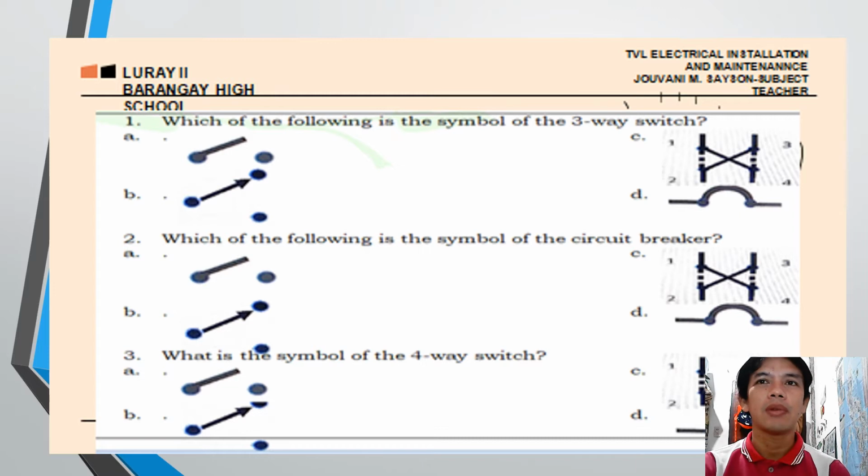Unsa man na siya na symbol ang three-way naa diha. So number 2, which of the following is the symbol of the circuit breaker? So I know that you already familiar the symbol. Number 3, what is the symbol of the four-way switch? So, unsay symbol sa four-way switch? By the way, kanang letter C is the same symbol sa letter C sa number 1. So, let's proceed.